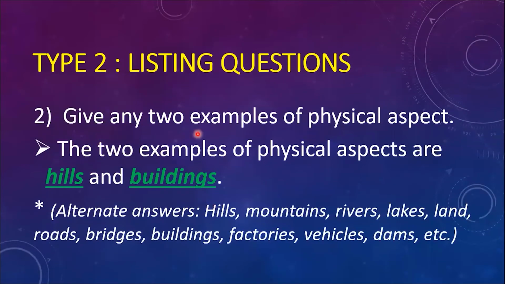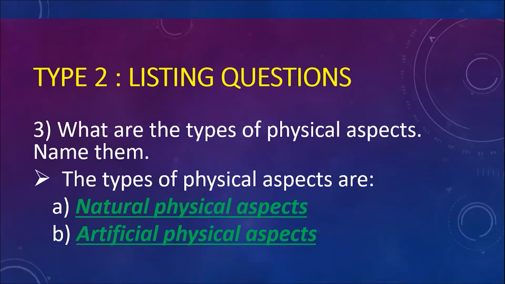Okay, it's 2 number. Give any 2 examples of physical aspect. So the answer is the 2 examples of physical aspects are hills and buildings. So you can give other alternative answers also. Instead of hills and buildings, you can say mountains, rivers, lakes, lands, roads, bridges, factories, vehicles, dams, and many other answers are possible. Let's go to 3rd number.